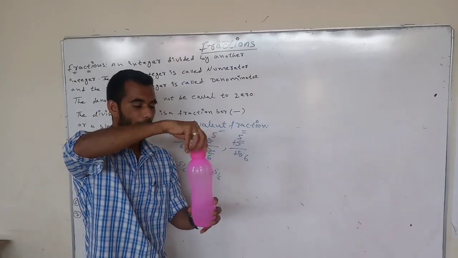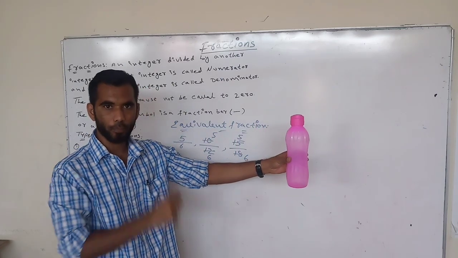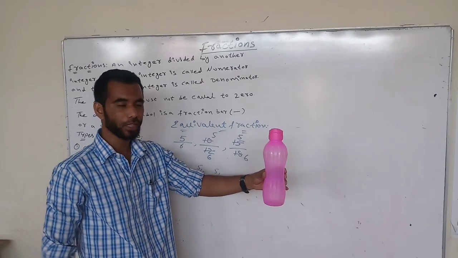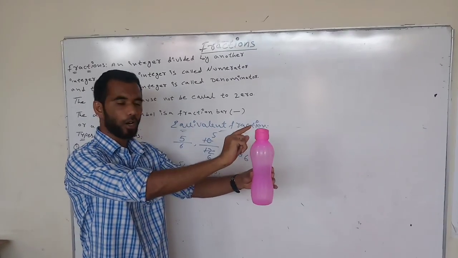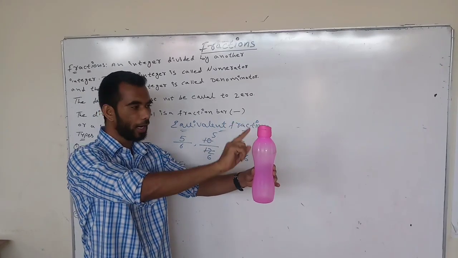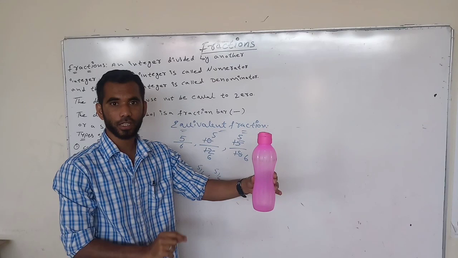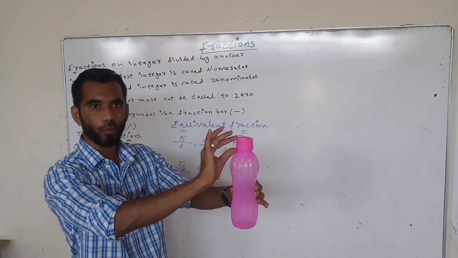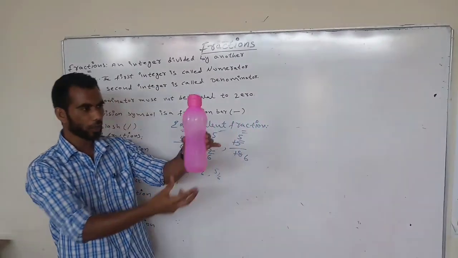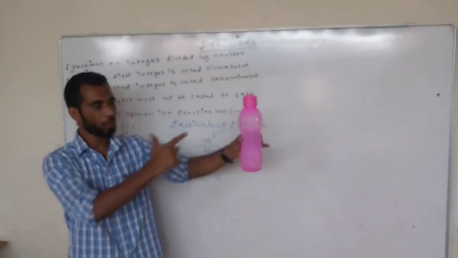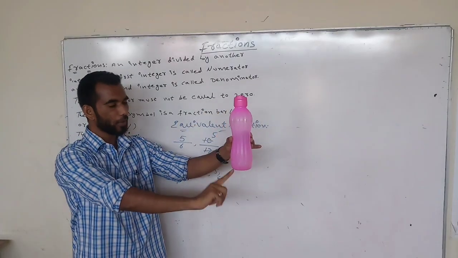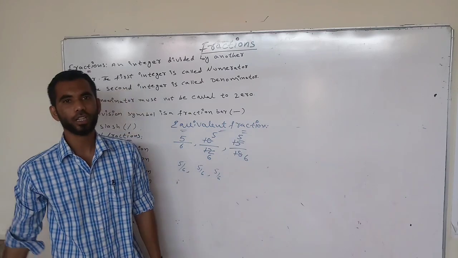See, if I put it like this, it is proper. That means it is a proper fraction. What is a proper fraction? A fraction in which the numerator is small and the denominator is big is called a proper fraction. The water bottle is in a proper way. Remember, the water bottle is in a proper way. So, the numerator should be smaller and the denominator should be big.